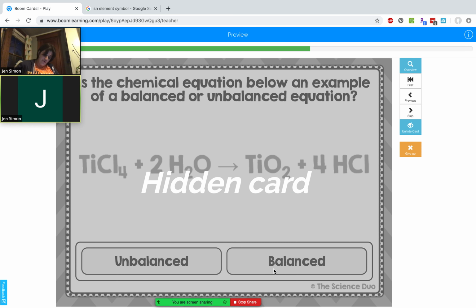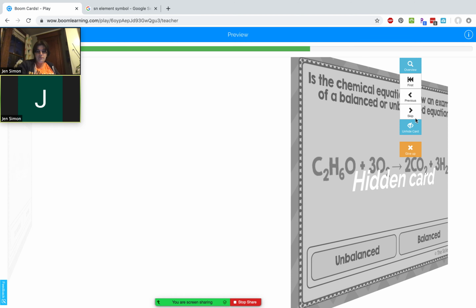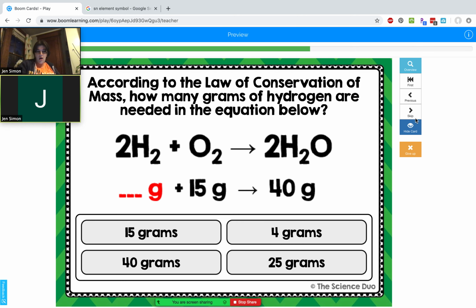All right, on your deck, you're not going to see this one. They had quite a few questions where it was asking for balanced or unbalanced, and I didn't think that we needed to do quite as many of those. So then this one should show up on your deck.